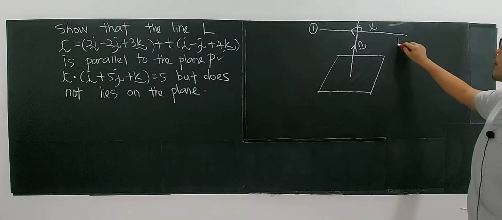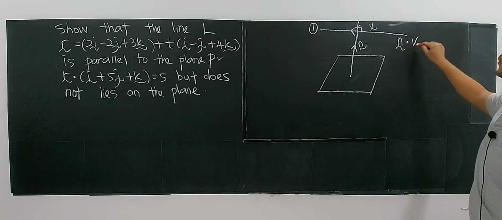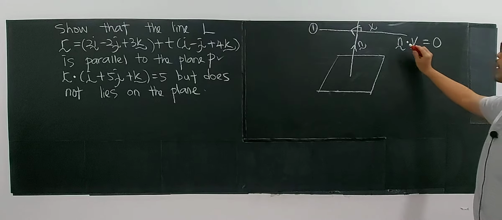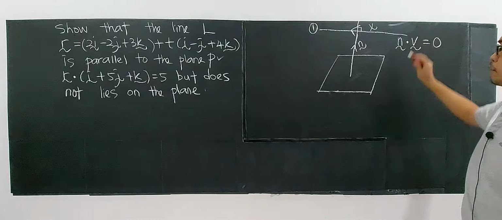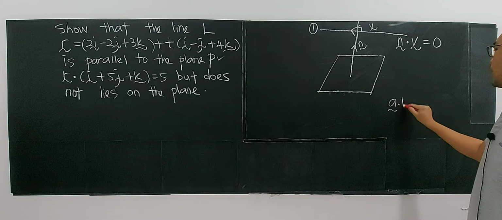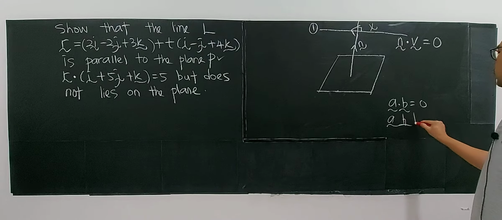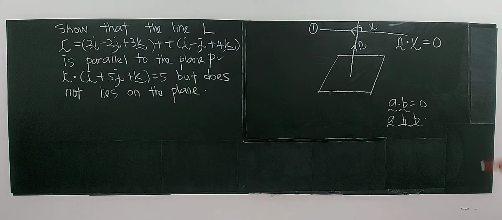So the conclusion here: if you are able to show that n dot v is 0, the meaning here, based on the scalar product, if you remember, if a dot b is 0, vector A is perpendicular to vector B. This is the property of the scalar product.